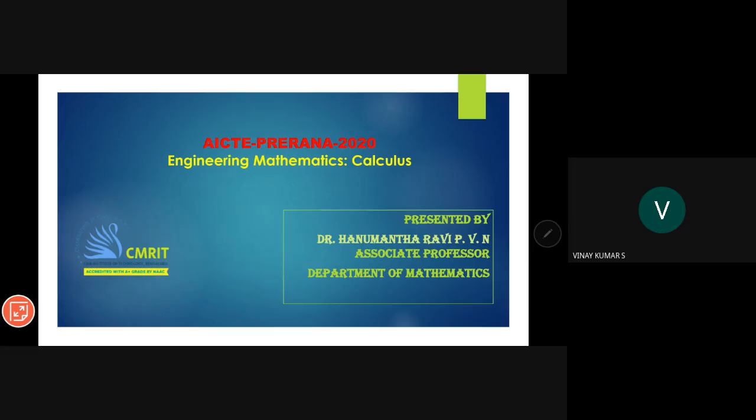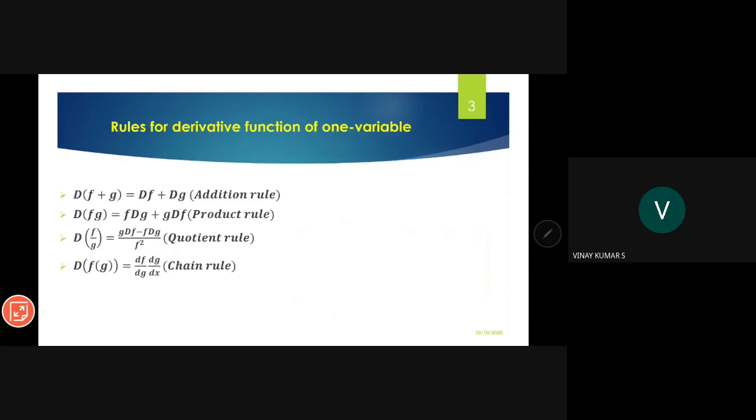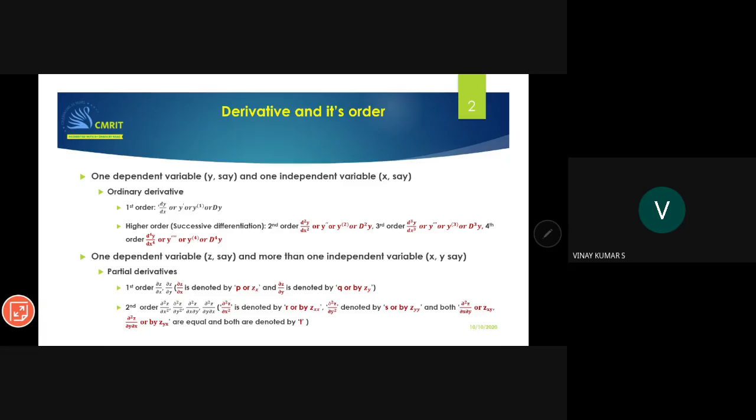So, yeah, this is derivatives and its order. So we have two types of derivatives. One is ordinary derivative and the other is partial derivative. So when we are dealing with a function of one variable, then we talk about ordinary derivative. And when we are dealing with functions of more than one variable, we talk about partial derivatives.